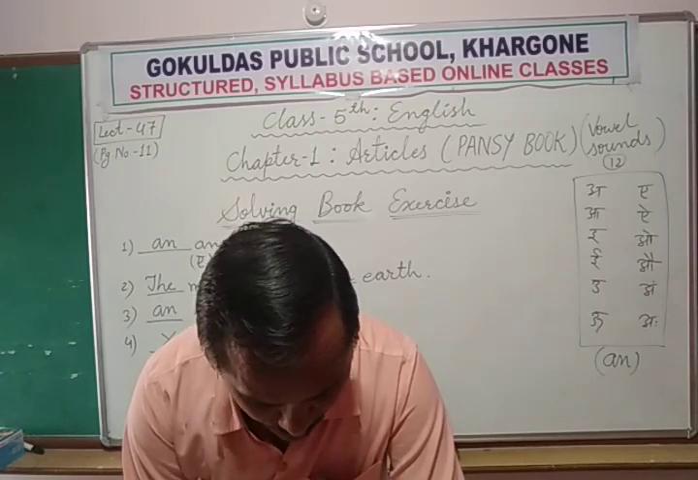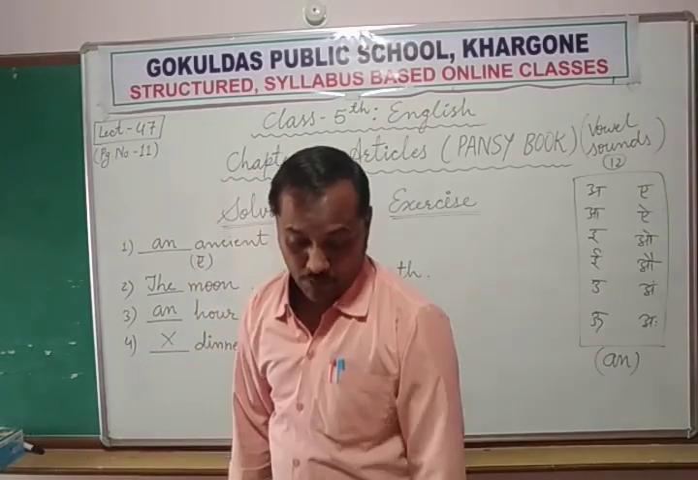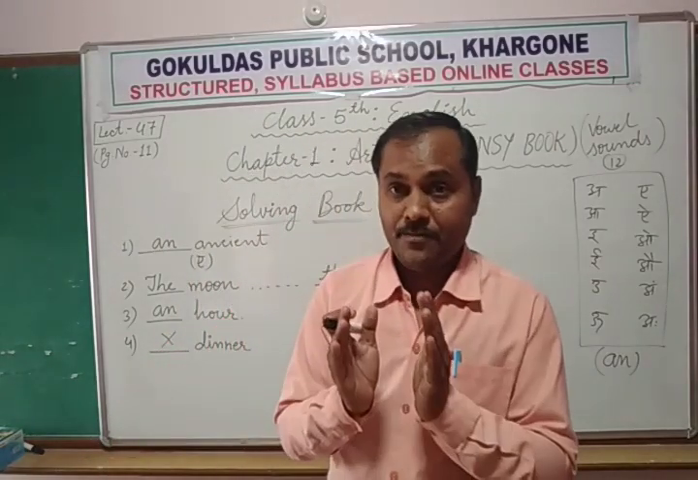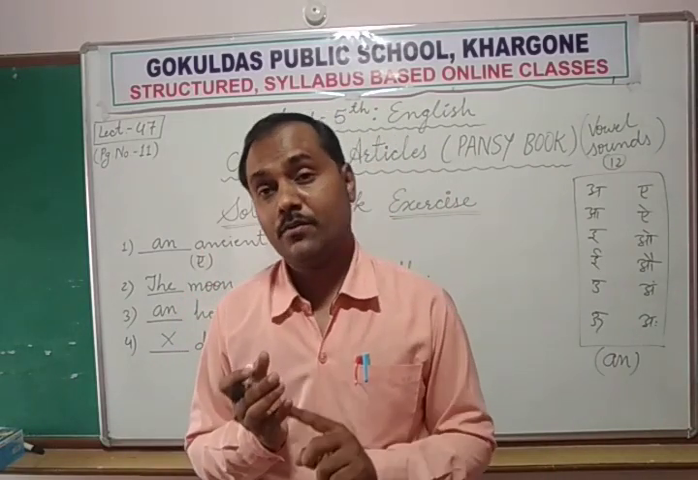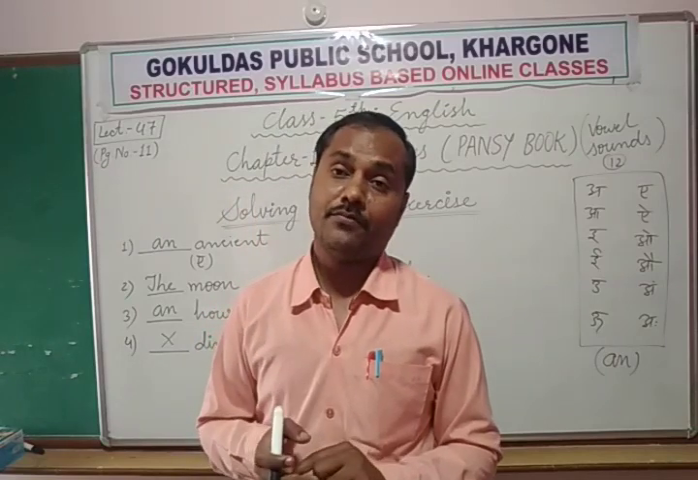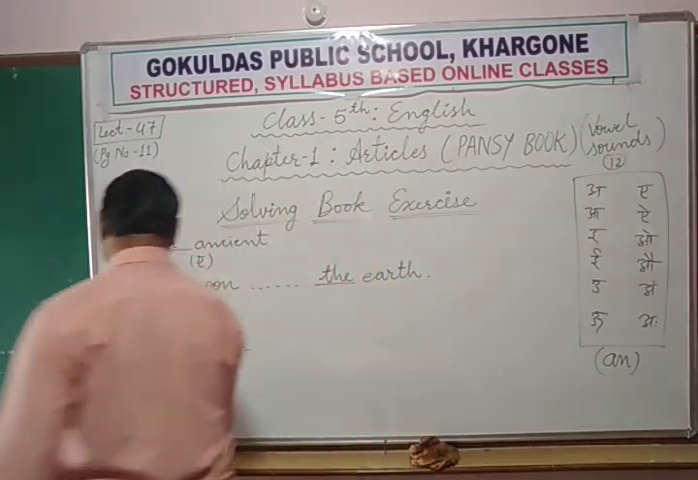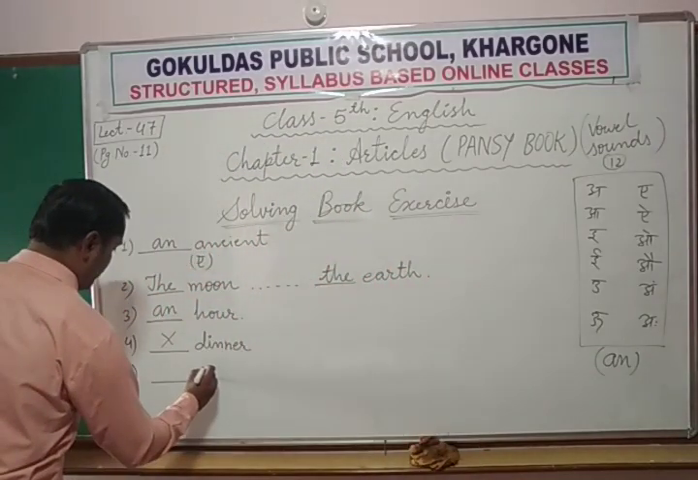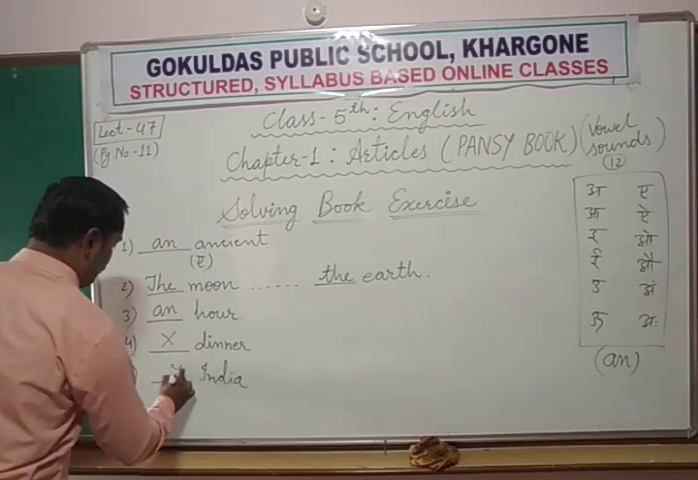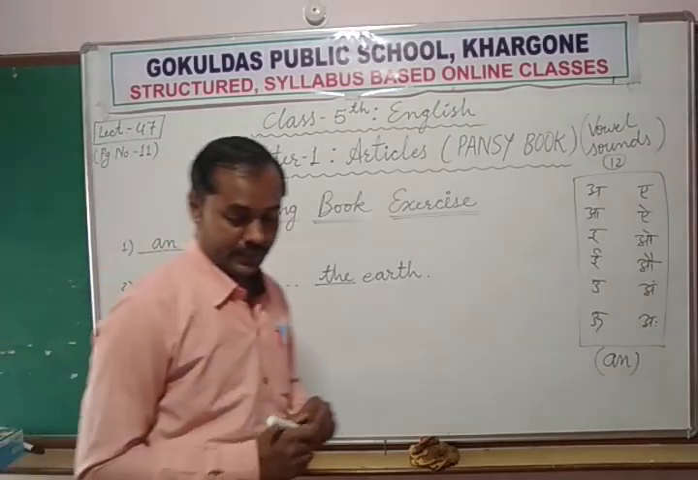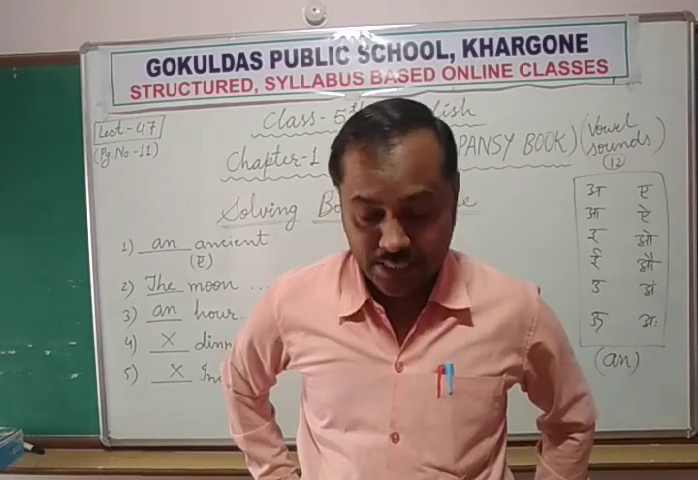India is a democratic country. Now, India is the name of a country. So before the name of any country, any city, or any continent, we never use any article. So again, before the name of the country India, we put a cross. There is no need to put any article. India is a democratic country, that is correct.